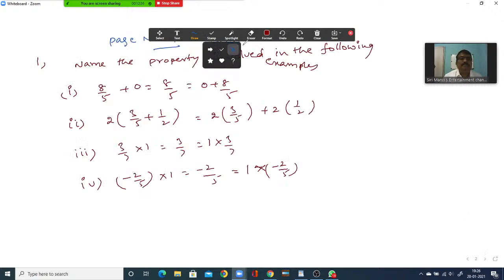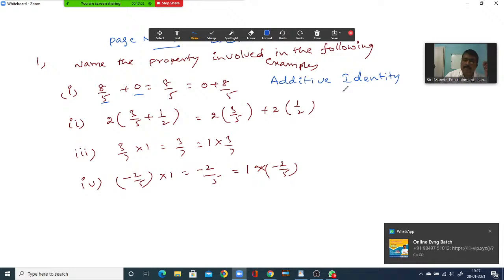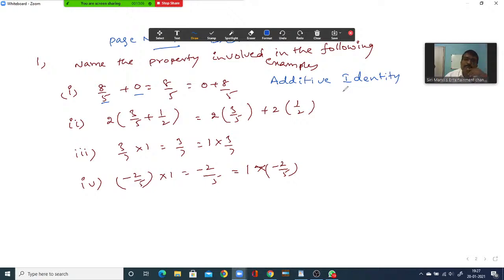So here, 8 by 5 plus 0. When we add 0 to any integer or any rational number, we get the same number. That is the additive identity law. That's why here I'm going to take simple things, because this is the first live for the 8th class people, except that student Dhanu. Dhanu is always with me in the holidays also. So, additive identity.